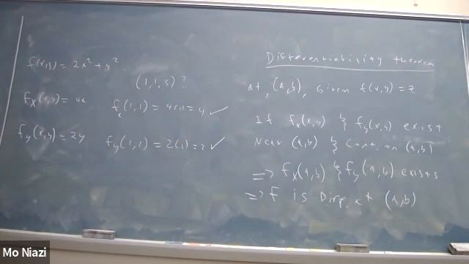So at some point (a, b), given the function f of x, y is equal to z, the partial derivatives existed because when we took the derivatives, it outputted some value that made sense. And it's continuous at (a, b), which is like (1, 1) in this case. So that means it's differentiable at (a, b).